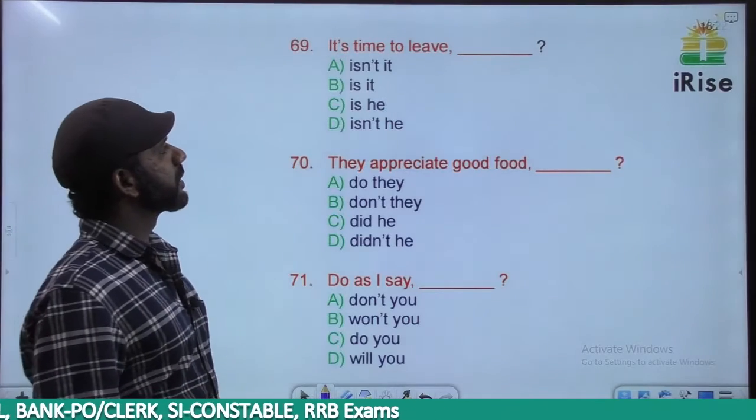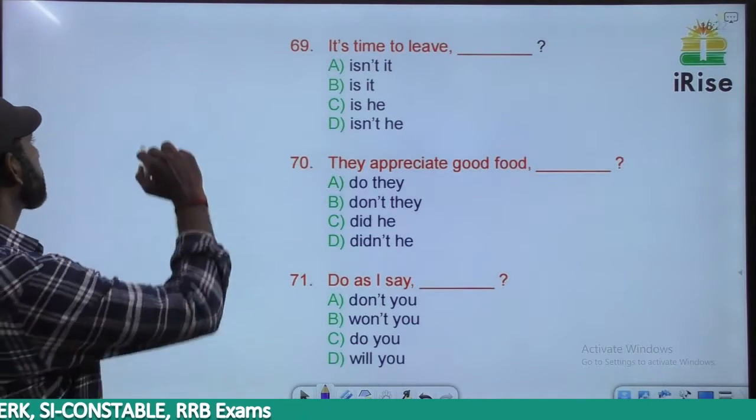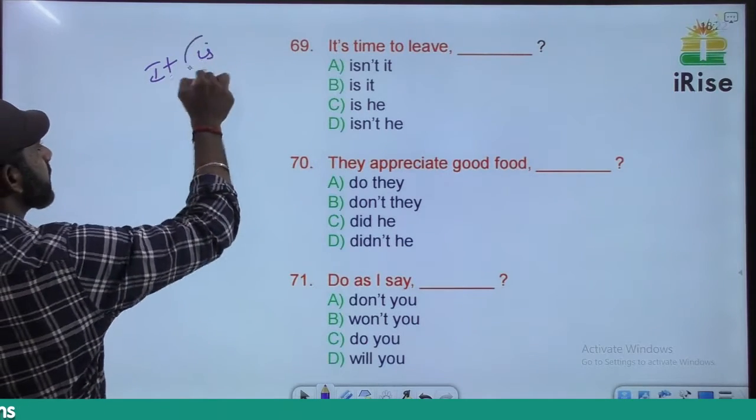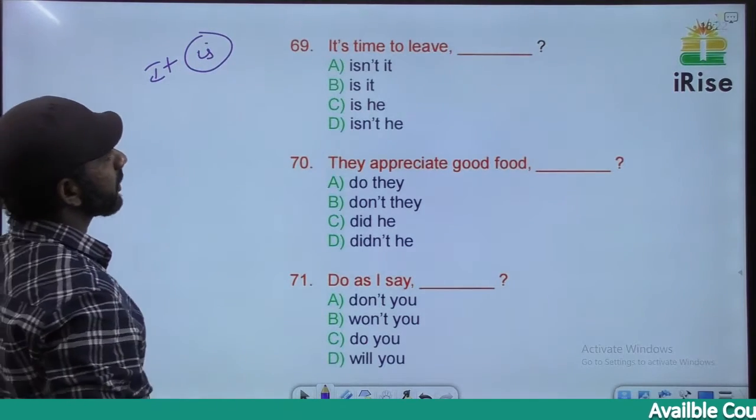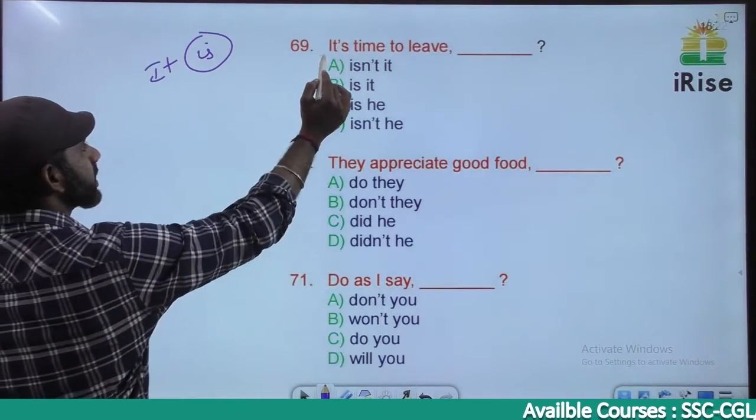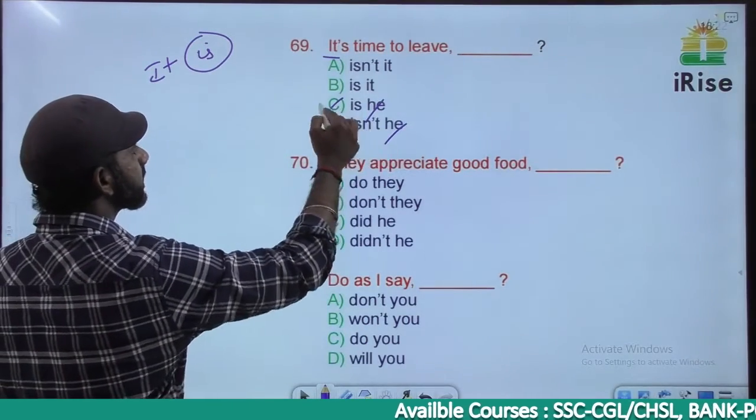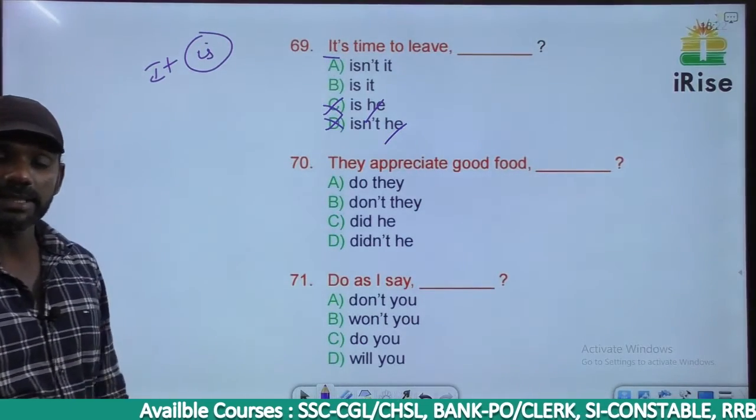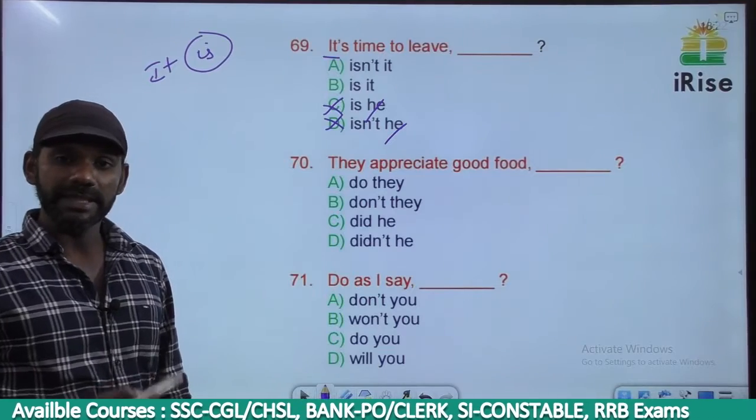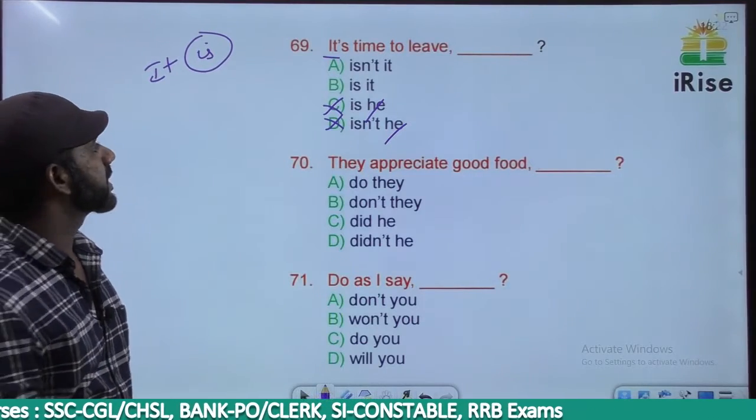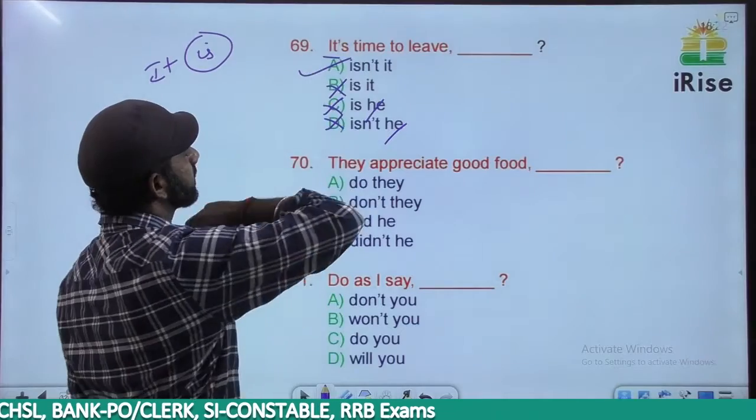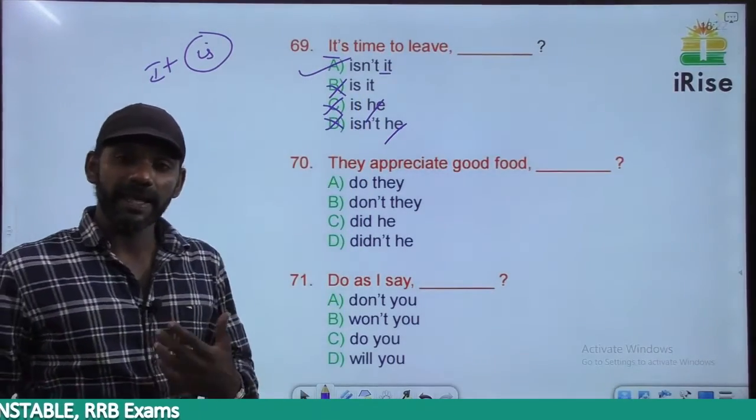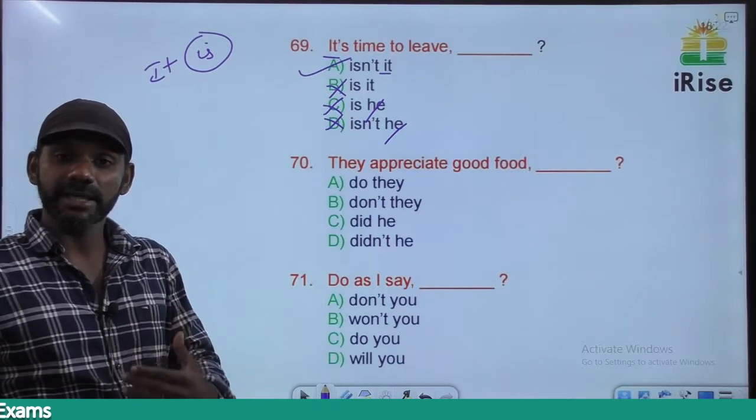It's time to leave. It's is a short form of it is. So the auxiliary verb in this sentence is is. The tag must be framed with is. The subject here is it. So based on that, C and D are eliminated. No negative term in the sentence. In the tag there must be a negative term. Is not, short form is isn't. Based on that, B is gone. The answer must be A. It's time to leave, isn't it? Isn't it means isn't it time to leave?